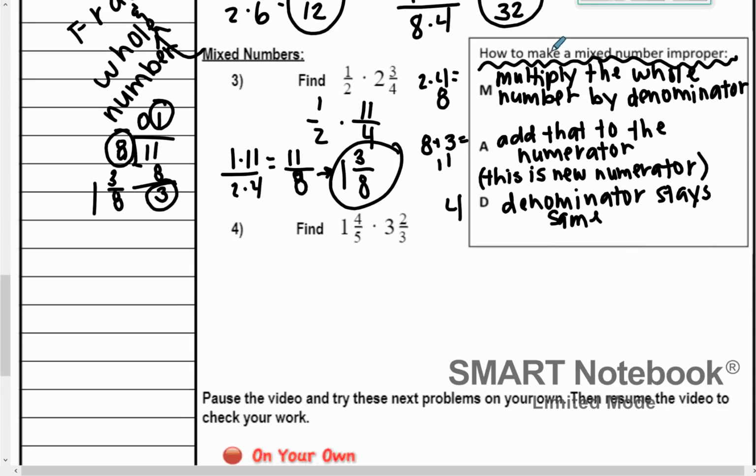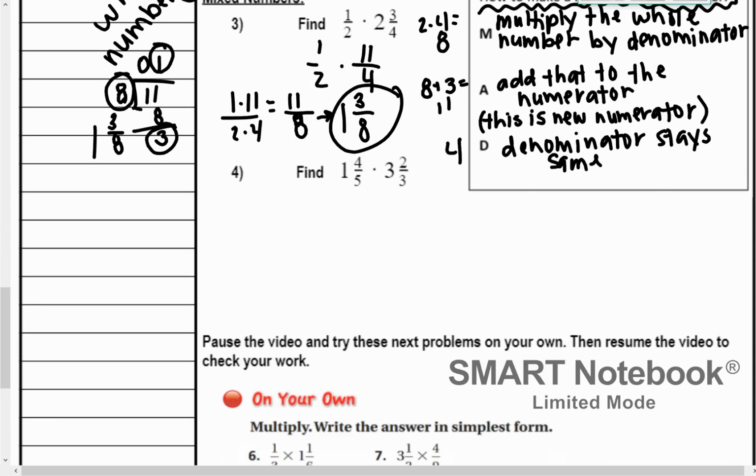All right, for this next example, I'm going to do each mixed number in a different color. So I'm going to start with 1 4/5, and I'm going to do that in purple. Okay, my M tells me to multiply the whole number, which is 1, by the denominator, which is 5. So 1 times 5, well, that's 5. Then my A tells me to add that to the numerator. So now I have 5 plus 4. That's going to give me 9 as my new numerator. My denominator stays the same, so since my denominator is 5, it stays 5.